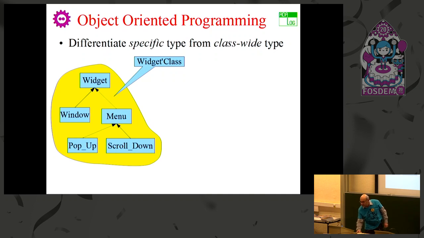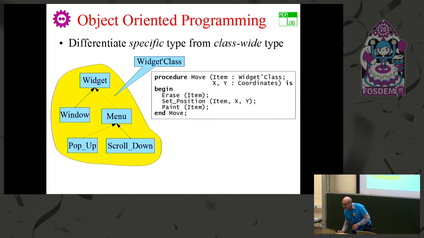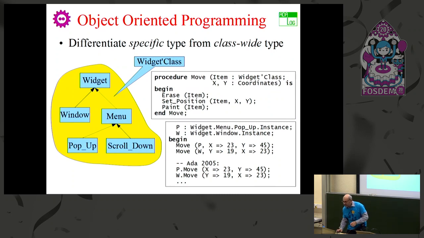Here I have a hierarchy of those types. And there is a different type called the class-wide type that includes the whole tree. In Ada, we make the difference between a single type, called a specific type, and the whole tree. Most languages confuse those two notions. So for example, if I have a procedure Move with a parameter of type Widget'Class, it means it can work on every value from the whole tree. The set of values for the class-wide type is the union of all values from each type that's in it.